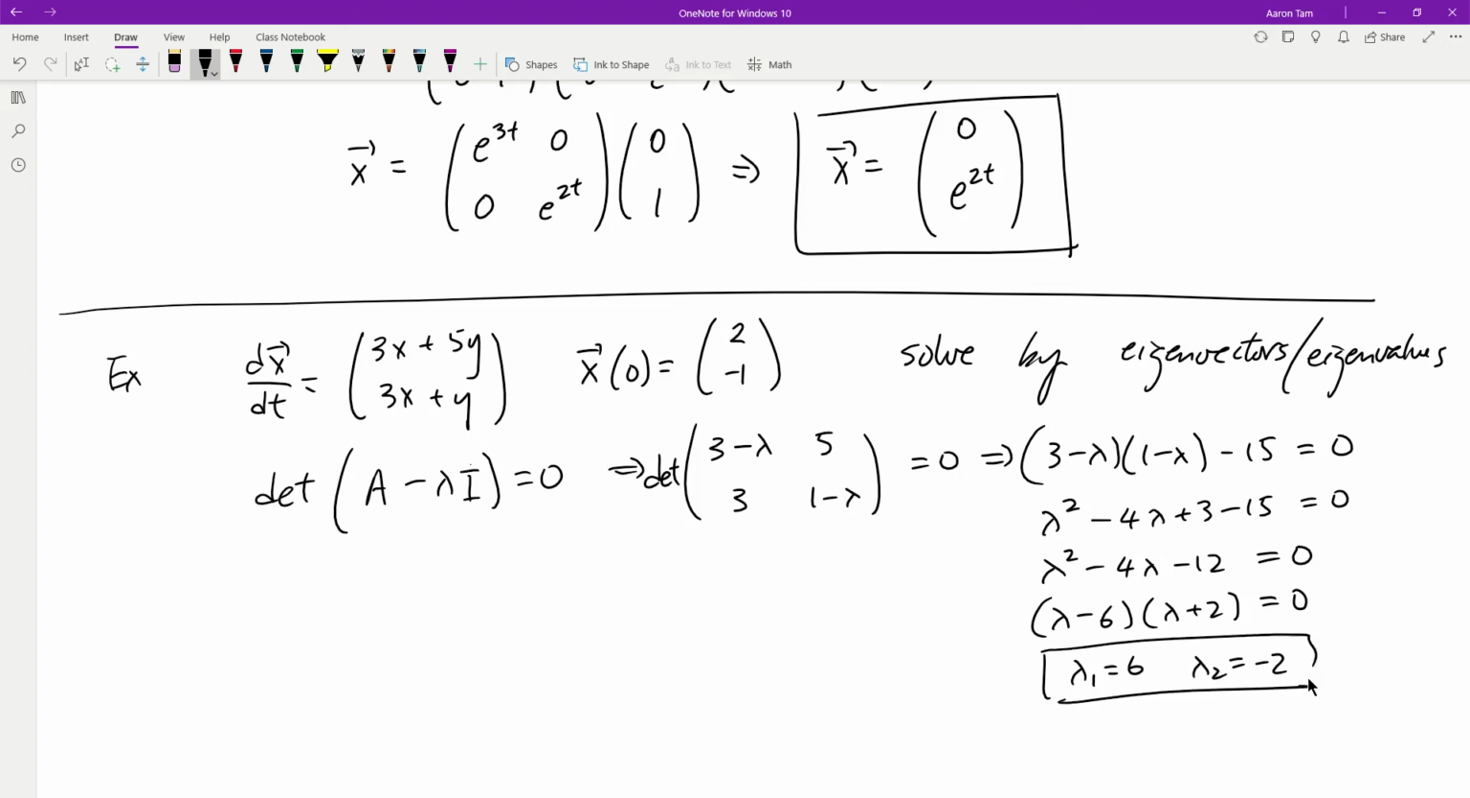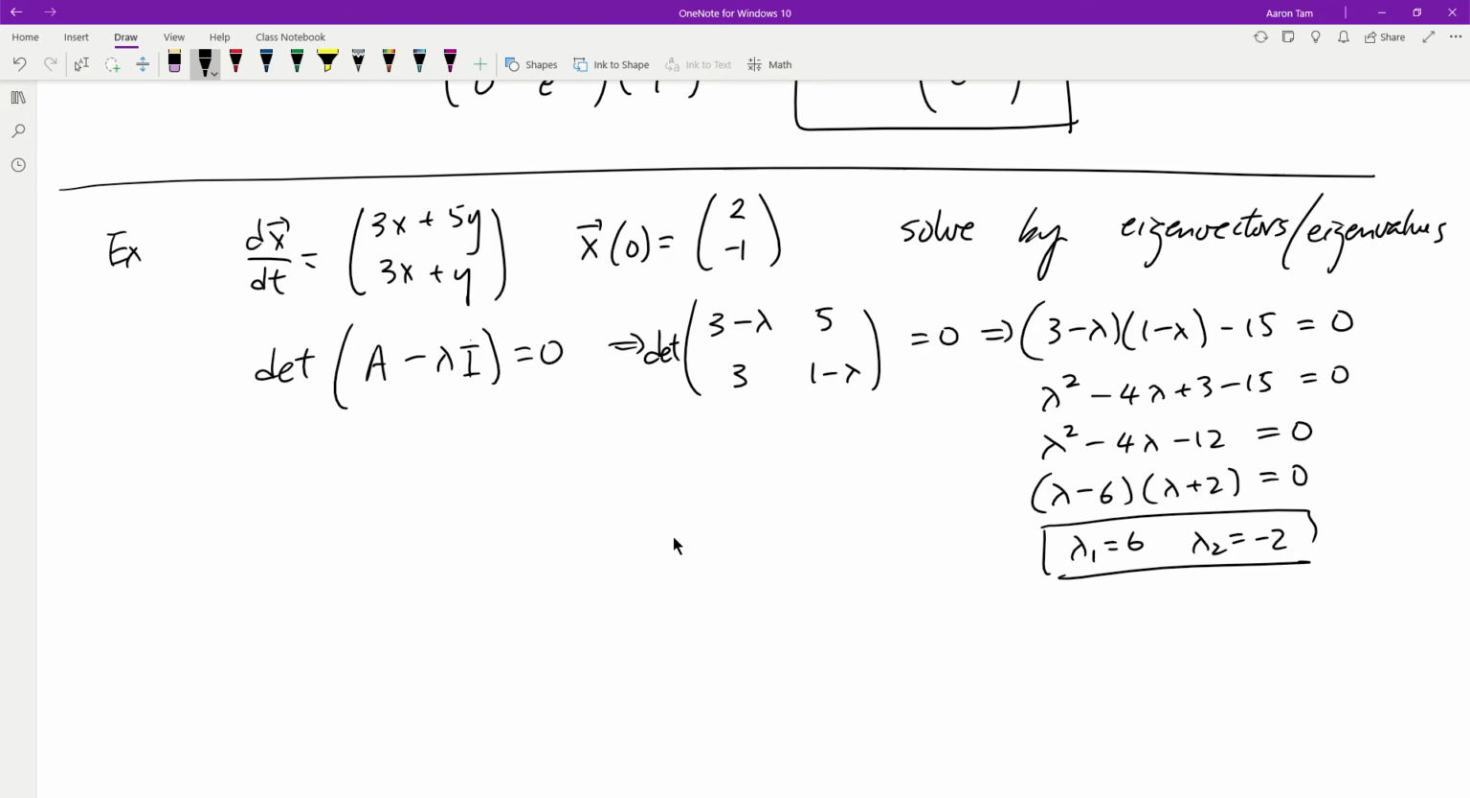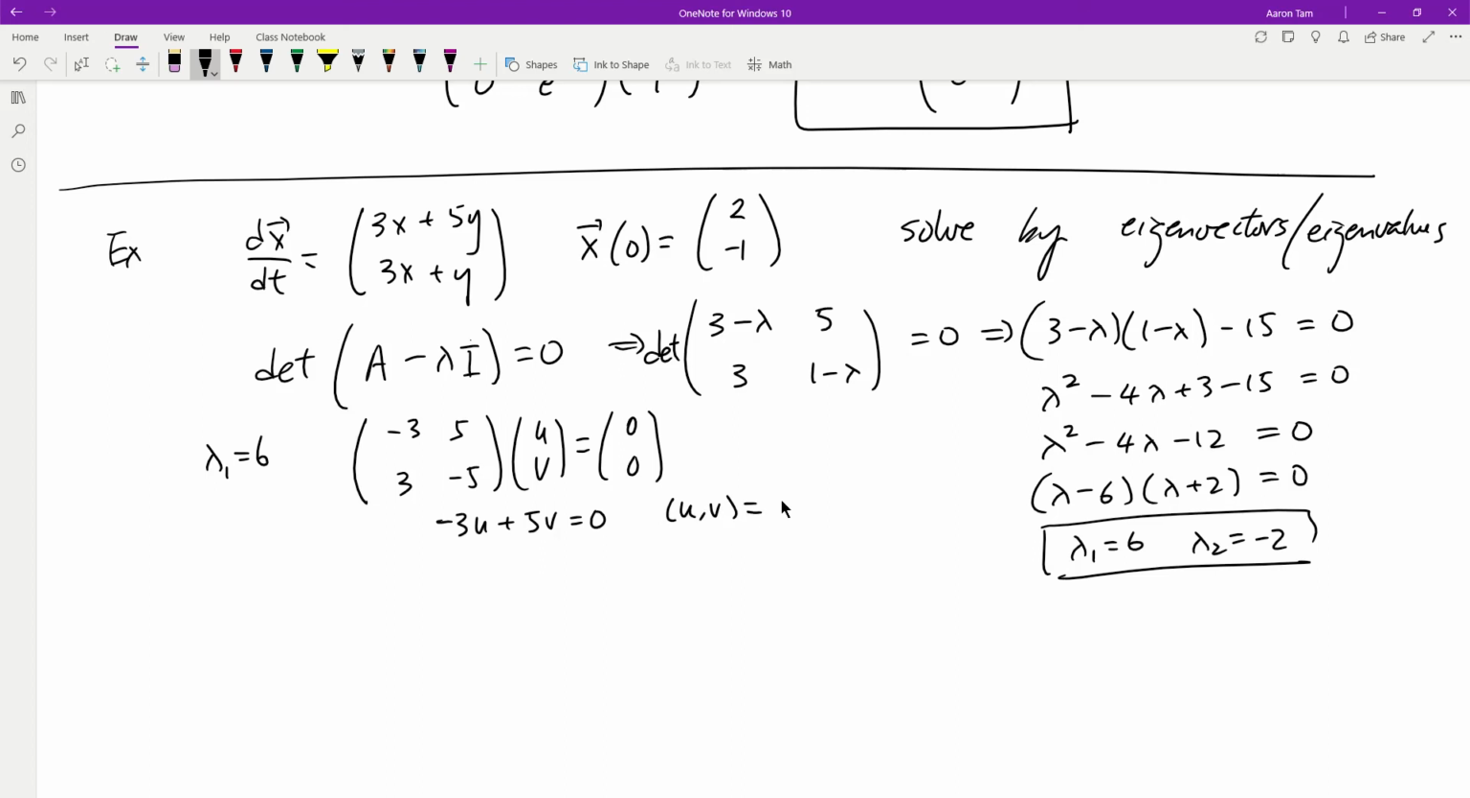So that's the first thing we find out. Now let's do the eigenvector. So lambda 1 equal to 6. Then my matrix becomes negative 3, 5, 3, negative 5 times u, v equal to 0, 0. That implies negative 3u plus 5v equal to 0. So I'm going to just say vector uv is equal to 5, 3. That will be negative 15 plus 15. So vector u1 is equal to 5, 3. So that's my first set.